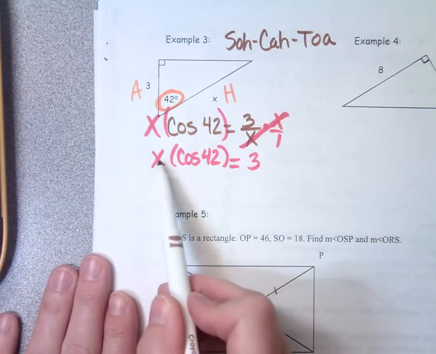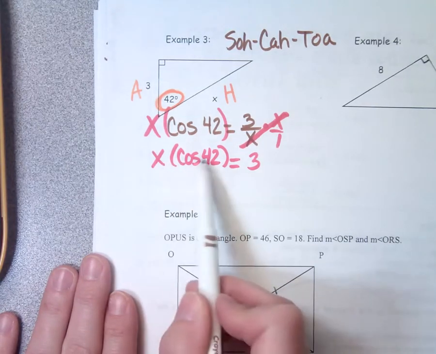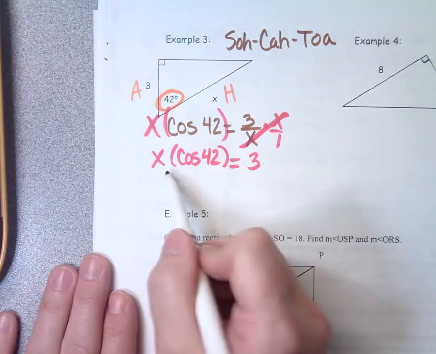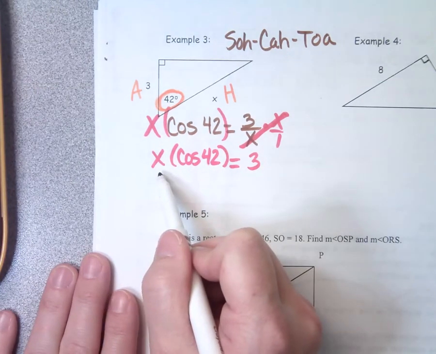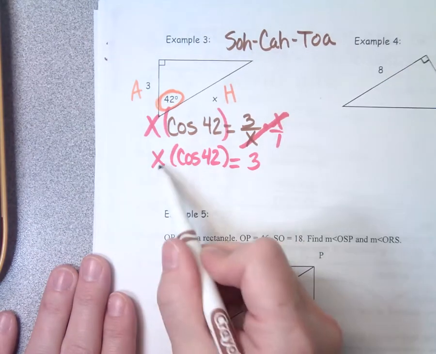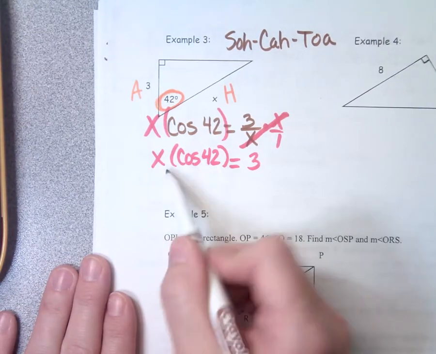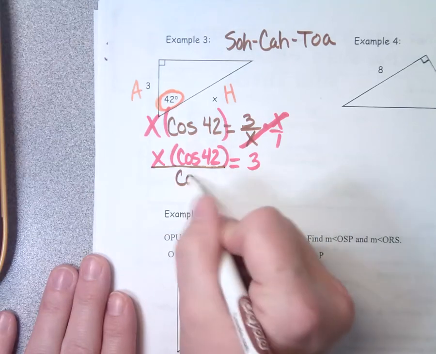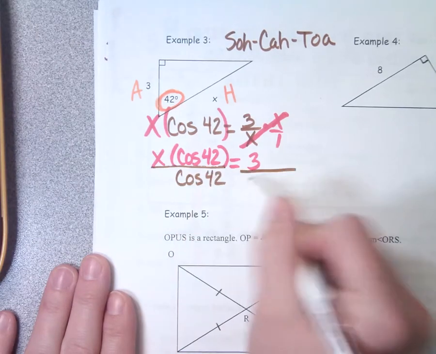Okay, at this point, if I want to get x by itself, do you know how I could make that cosine of 42 go away? The only time we're going to do inverse is if I'm trying to find an angle. I divide. Since those are smushed together, since they're multiplied, I'm going to divide. So I divide by cosine of 42.